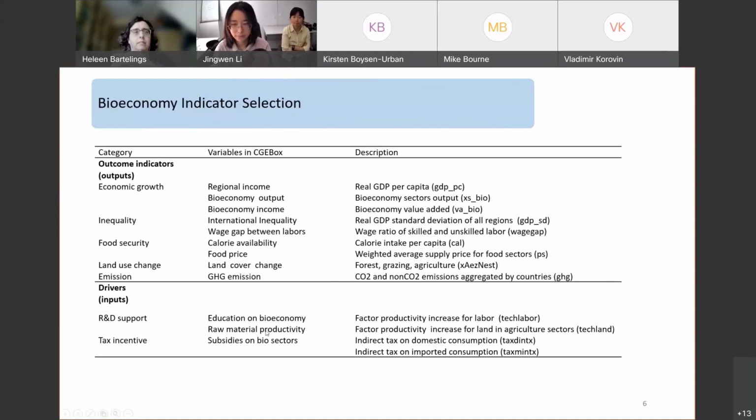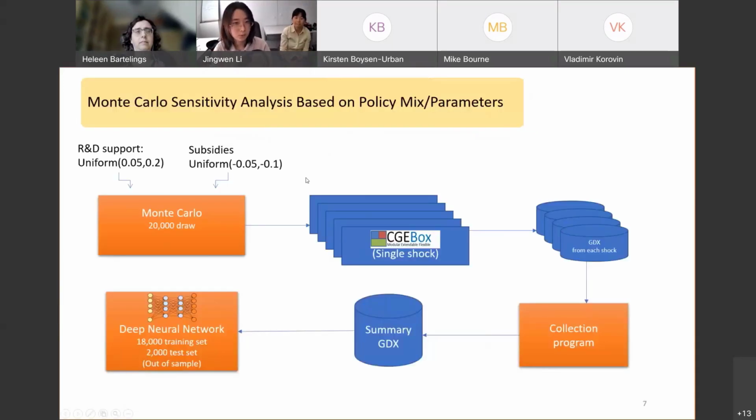And we just pick 4. The first 2 are actually factor productivity increase for different factors. The first is for labor, just for bioeconomy sectors. And the second is for land in all the agriculture sectors, which represents the raw material productivity. And we also have tax incentive, which is actually subsidies on bioeconomy sectors. For example, indirect subsidies on domestic consumption and indirect subsidies on imported consumption. And they will be in negative numbers because subsidies and taxes are kind of opposite in sign.